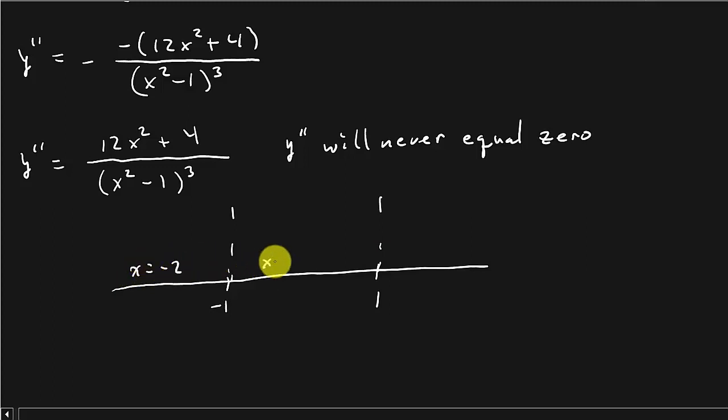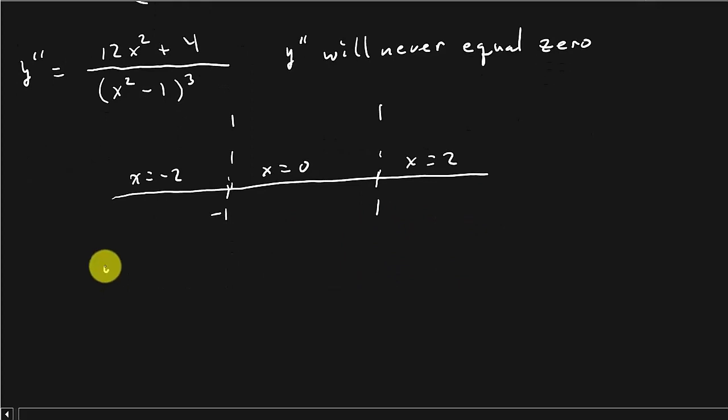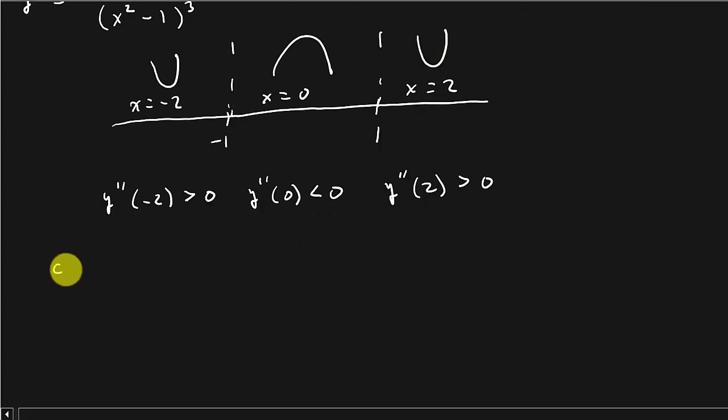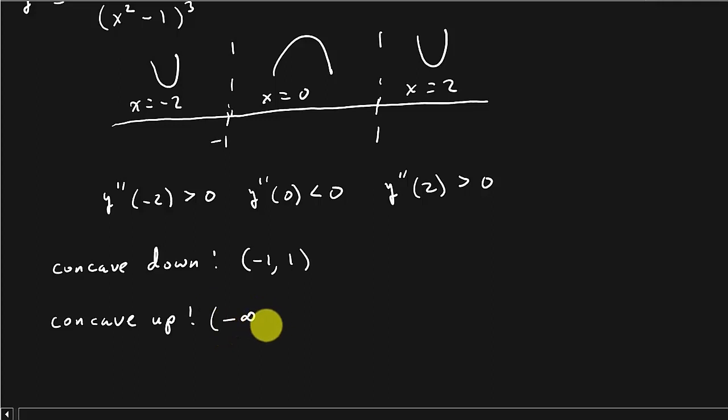And so I've got x equals negative 2, x equals 0, and x equals 2. Now y double prime of negative 2: if I plug negative 2 in here, the numerator is always positive, and the denominator is 4 minus 1, which is positive. So this is greater than 0, so it's concave up. Then y double prime of 0: the numerator is positive, but the denominator will be negative, so the whole thing is less than 0, so that's concave down. And y double prime of 2 is positive also, so that's concave up. So we have concave down from negative 1 to 1, and concave up from negative infinity to negative 1, and from 1 to infinity.